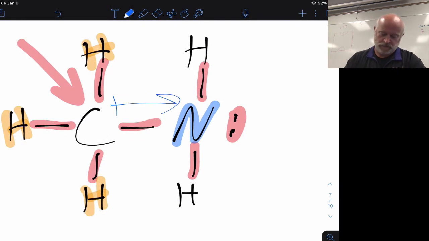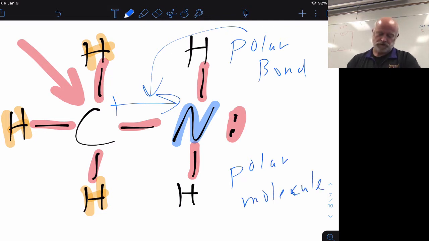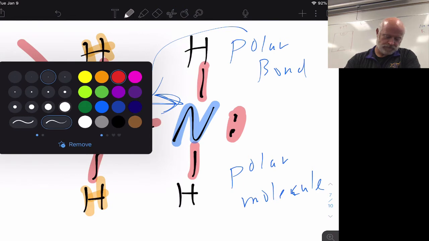So in this case, we'd have a polar bond right here, and we have a polar molecule. Okay? Because we do not have symmetry, we have polar bonds, okay? And we have this shift of electrons in this direction. So if we were to then write up what is our polarity on this, make this a little bit bigger.